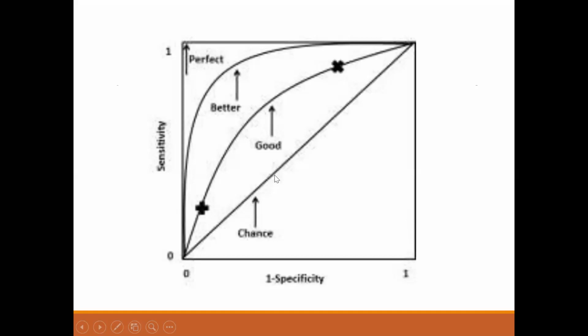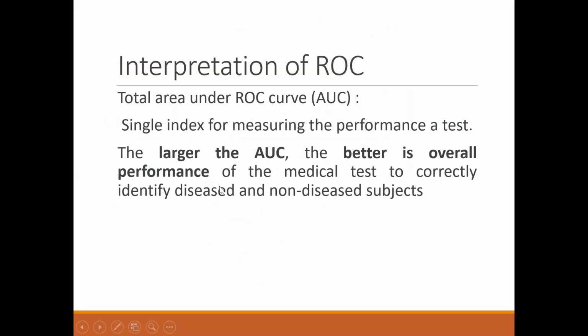So at least this is a 50% limit. If your test is falling below this 50% level, then it is not acceptable, it's not a good diagnostic test. The better the test, the closer the curve approaches the left hand corner. So the total area under the curve is the indicator of the ability of the test, or the overall performance of the test. The larger the area under the curve, the better the overall performance.